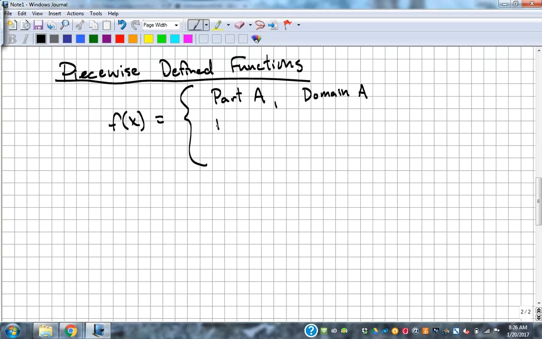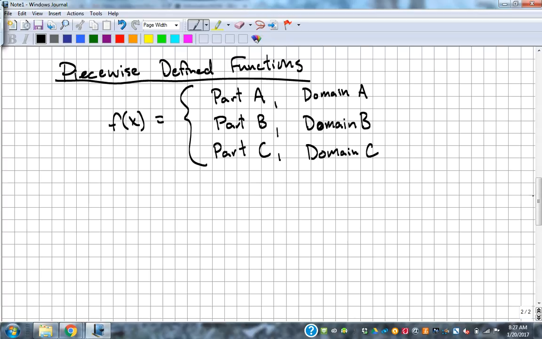And then you get a part B. And they'll give you a domain for it. And then a part C. And it could be a part D and so on. You could go on for however many. 3 is about the biggest we get, parts out of that. It gets a little crazy if you get more than that. It's just the same thing over and over. It's just more of it, okay?